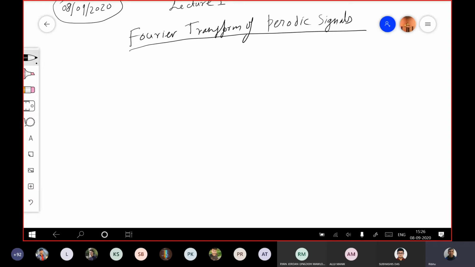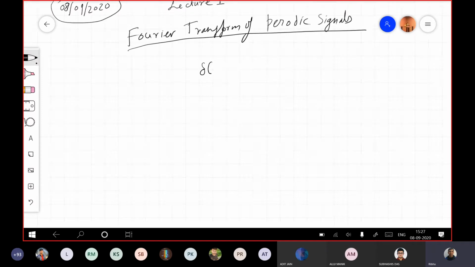Sir, for a periodic signal, can't we just take the coefficients of the Fourier series of that particular signal? Yes, that's the basic idea, but there is a slight twist to it. You might remember this beast.